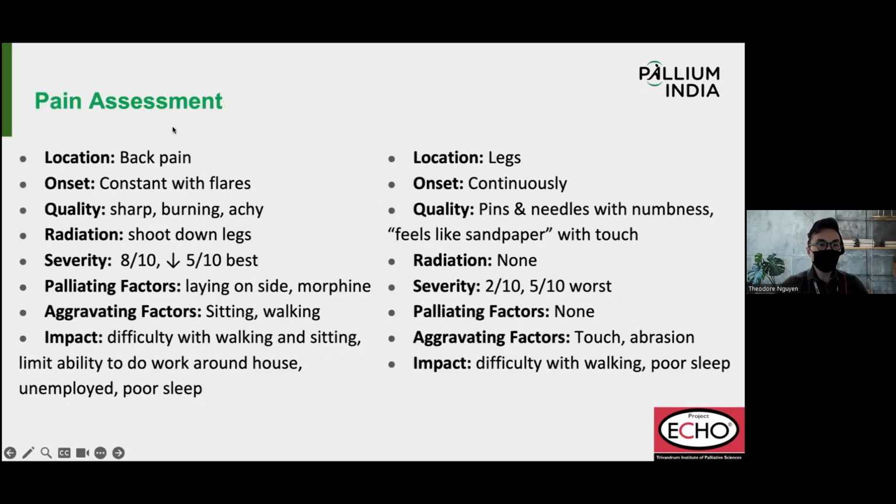On pain assessment, in his back, his onset of pain is constant with flares, qualities described as sharp, burning, achy, and pain does radiate down his legs. Severity is typically an 8 out of 10, and the lowest it goes down to is 5 out of 10. Some palliating factors are lying on his side and using his morphine. Aggravating factors are sitting, walking, and impact on his function.